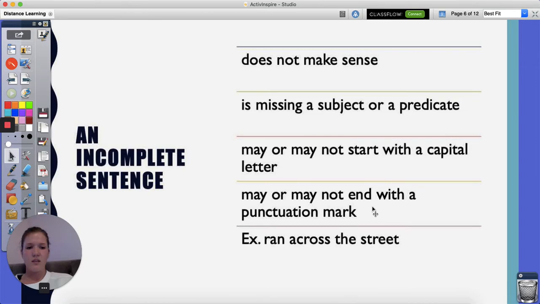Even if you see a sentence that ends with a punctuation mark, it's not necessarily a sentence. We gotta make sure we double check that it makes sense and it has both of these things, subject and a predicate. So here's an example. Ran across the street. I don't see a capitalization, I don't see a period, and I definitely don't see a subject telling me who is running across the street.